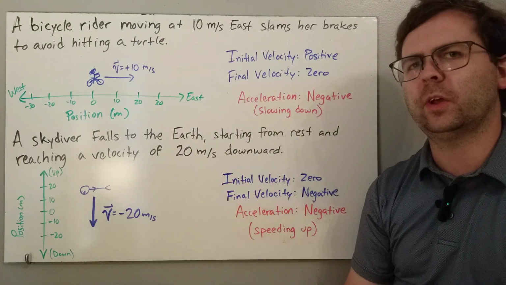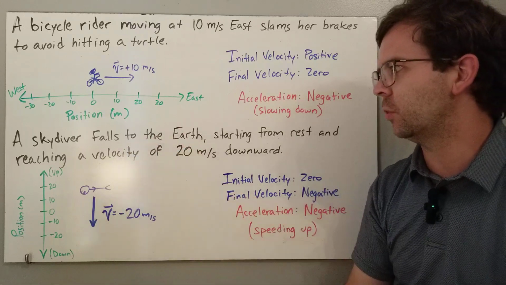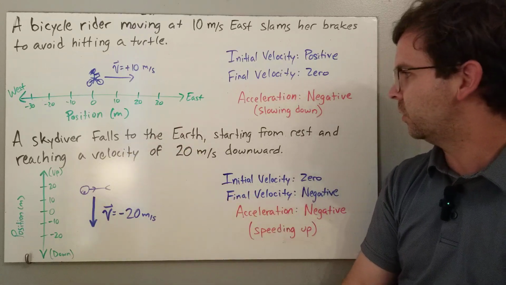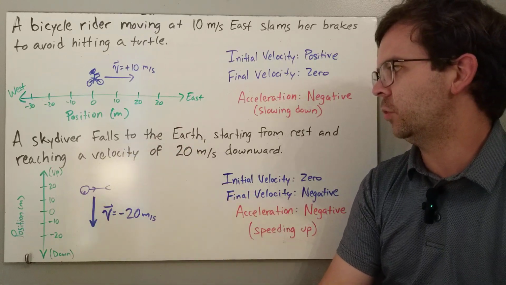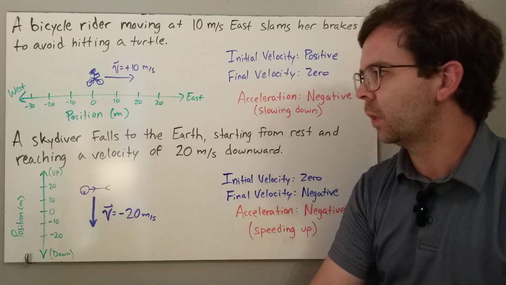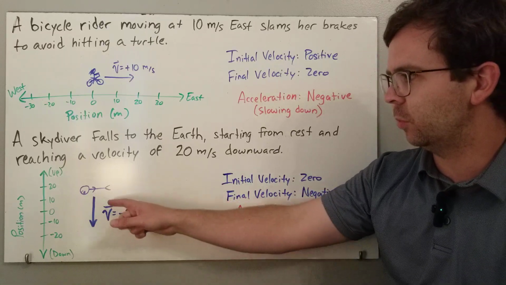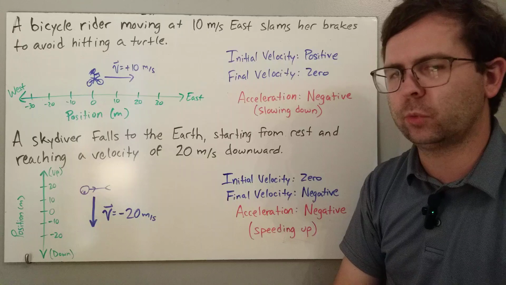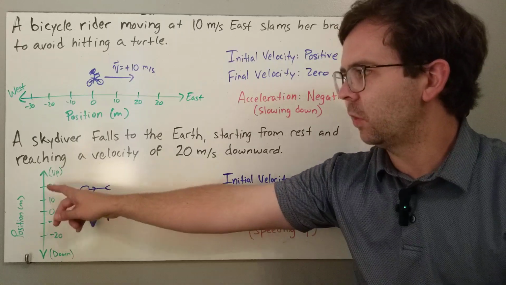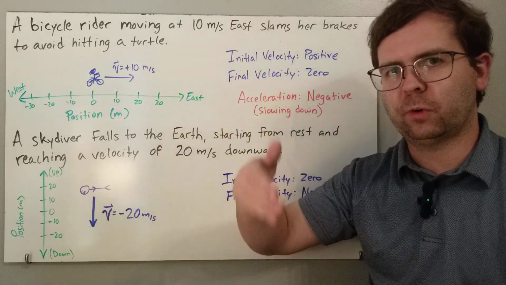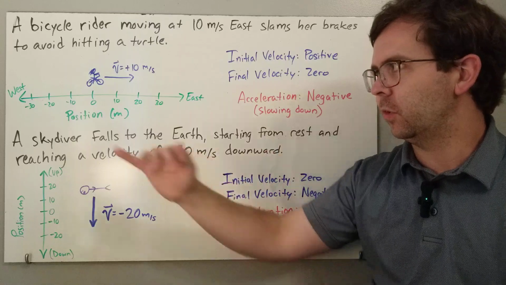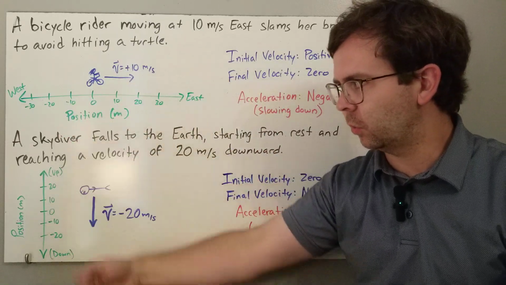All right, let's look at another example. This time, let's say a skydiver falls to the earth, starting from rest, and reaches a velocity of 20 meters per second downward. So I've drawn my skydiver here. He's moving down at a velocity of 20 meters per second. If you look at my number line now, it's up and down. It's a vertical number line. And so it's different than the horizontal one here.